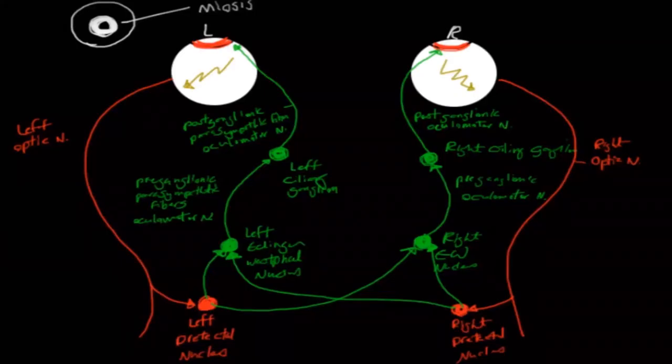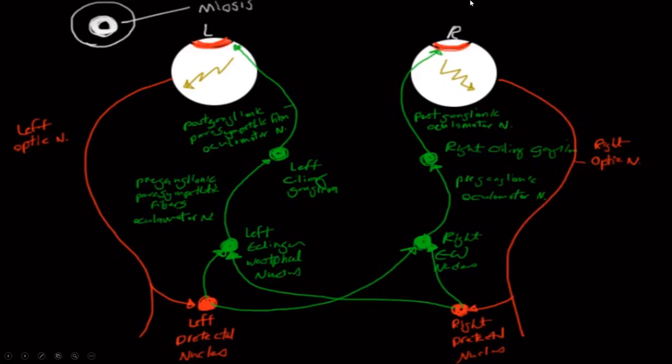Okay, so before going through what Horner is and what Adie's is and how we would differentiate between them, we first need to grasp the normal pupillary light reflex.